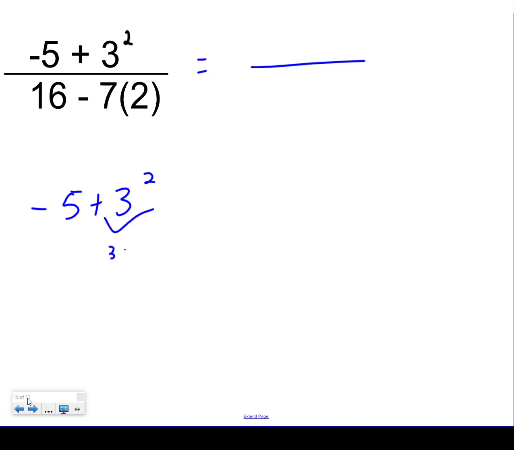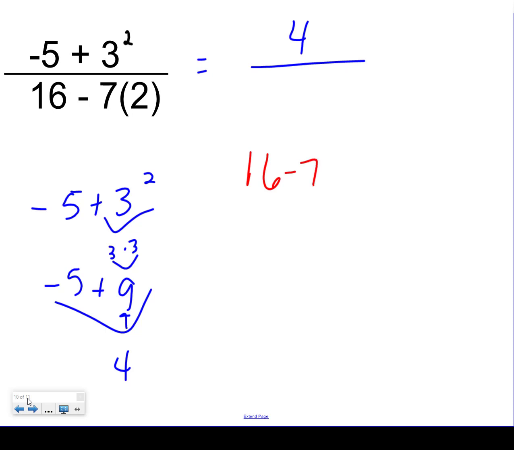So I have 3 times 3, which is 9, right? Because 3 squared is 9. Bring down what I haven't used. Signs are different. Subtract, and take the sign of the bigger number. And so this became what? A positive 4. Now I'm going to take care of the denominator.